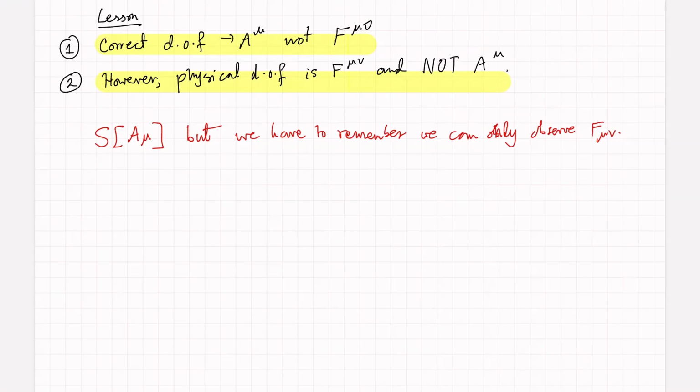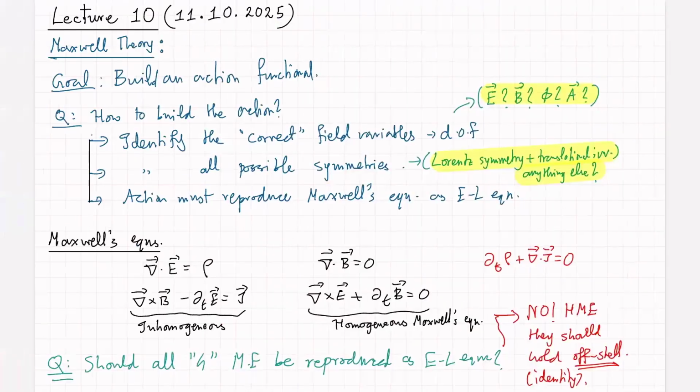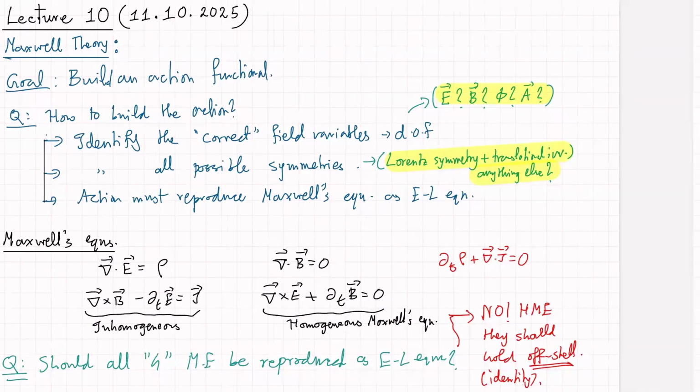So if we go back to our original checklist, we seem to have identified the correct field variables, that these are the correct field variables. We have also identified our answers to this, that we should try to reproduce these two as our Euler-Lagrange equations, whereas these two are something that is always true, irrespective of whether these two hold or not. And now finally, we have to answer this question: on top of Lorentz symmetry and usual translational invariance, is there any other symmetry that we need to worry about?